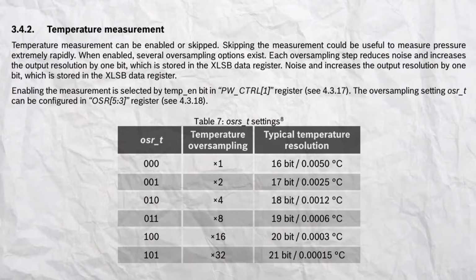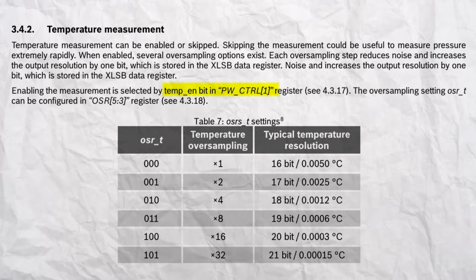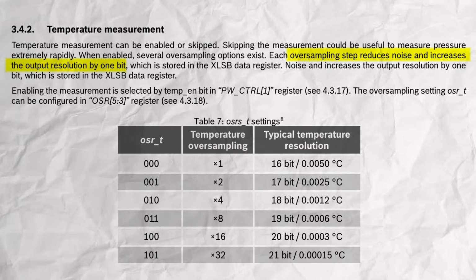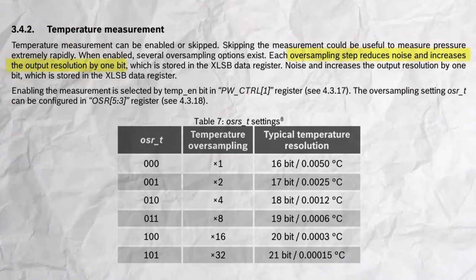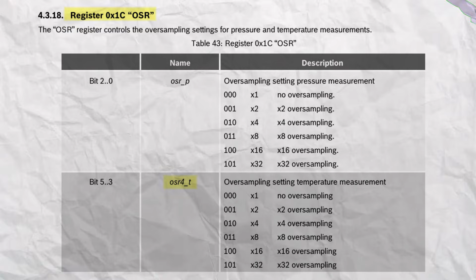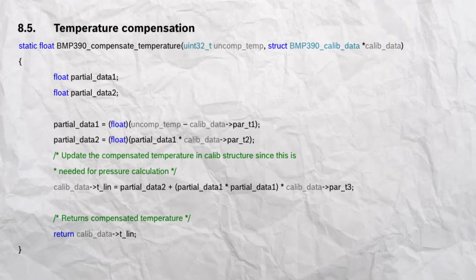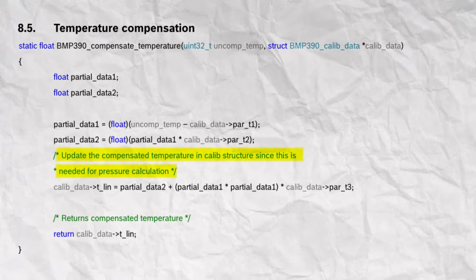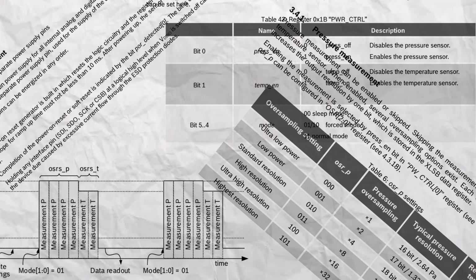Moving on, we have the temperature measurement. It is enabled by writing to the temp_en bit in the power control register. Just like the pressure measurement, it offers oversampling to increase the output resolution and decrease the noise, configured by the OSR_T bits in the OSR register. Now it may seem irrelevant to focus on temperature, but it is quite important as it is used to compensate the pressure readings. I'll talk about it later in the video. There is a lot more on the table and we are going to cover them all.